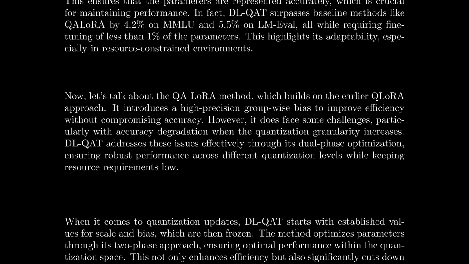Now, let's talk about the QA-Low-Raw method, which builds on the earlier Q-Low-Raw approach. It introduces a high-precision group-wise bias to improve efficiency without compromising accuracy. However, it does face some challenges, particularly with accuracy degradation when the quantization granularity increases. DL-QAT addresses these issues effectively through its dual-phase optimization, ensuring robust performance across different quantization levels while keeping resource requirements low.